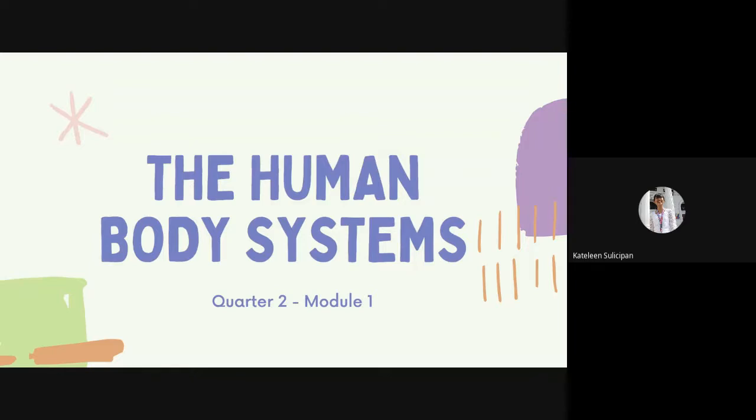I am Caitlin Solisipan. Ako yung magtuturo sa inyo ngayon about the human body systems. I know na may konting alam na siguro kayo about this topic, and kung hindi naman, ituturo ko naman sa inyo ito. So, let's start.